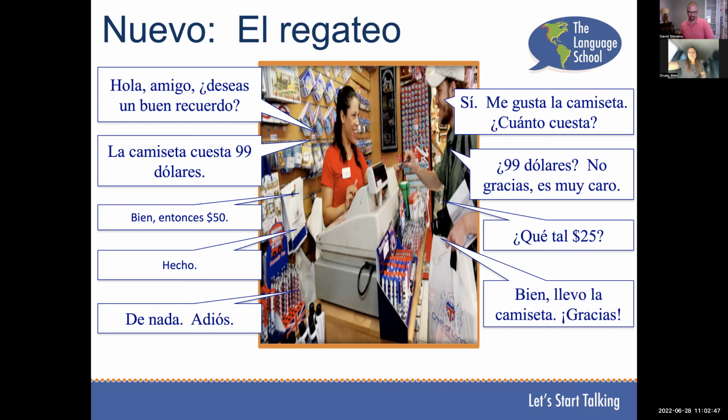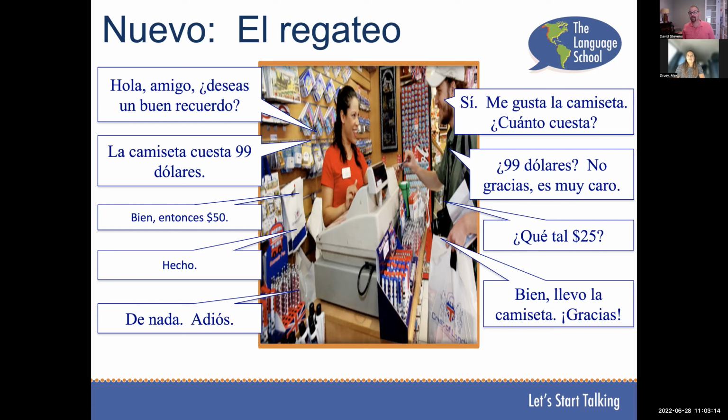De nada, adios. Okay, so to walk you through it, right? I'm saying, hi, friend, do you want a souvenir? You say, yeah, I like the shirt. How much is it? The shirt costs $99. And this is where you can kind of feel the person out, right? If you respond by saying something is expensive, if you're in a place that you can do this, typically they will immediately drop the price for you, right? So we see that here.